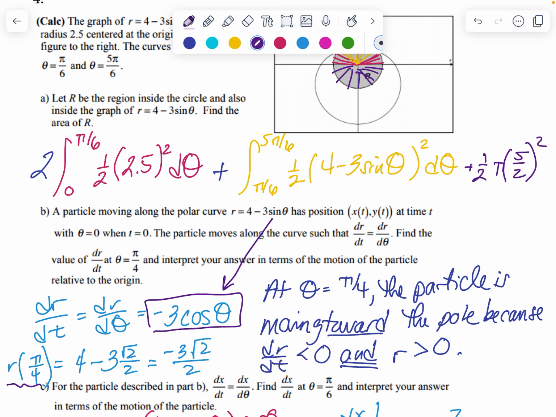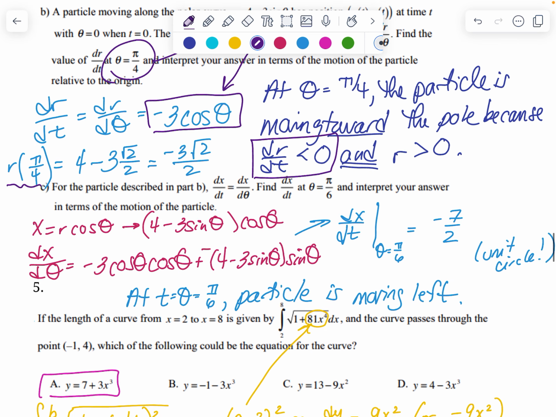So 2 signs, much like when we talk about if the particle is speeding up or slowing down, right? We have to look at the signs of velocity and acceleration, right? The Prius principle. Same idea here, we have to be looking at 2 different signs. So I know from right here that my dr dt is negative. And then if I just plug in pi over 4 to this, I find out that that gives me a positive. So since I have a positive r, but the rate of change is negative, I know that we're moving toward the pole, okay? Yeah.